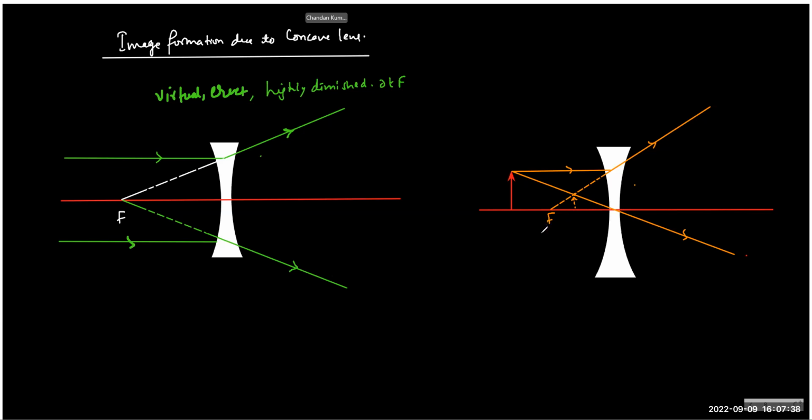So the image will be virtual, erect. And now the interesting thing comes. Concave can only form the, and see what one thing is clear here. All images will eventually fall here because the scope of this line is here only. Correct. Am I getting across the idea of what I'm saying? No matter where the object is, the intersection is only possible where?